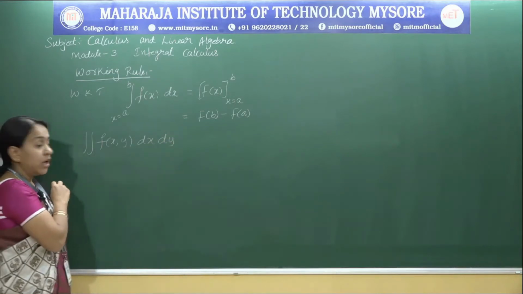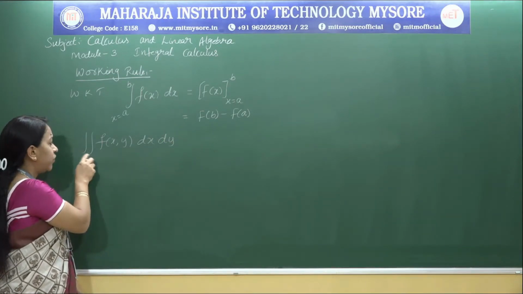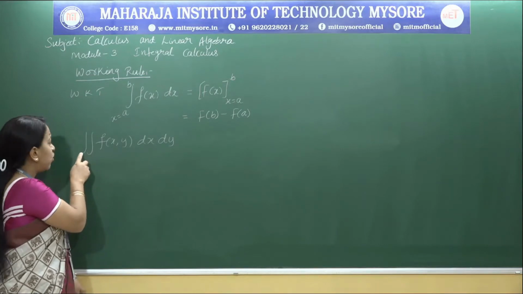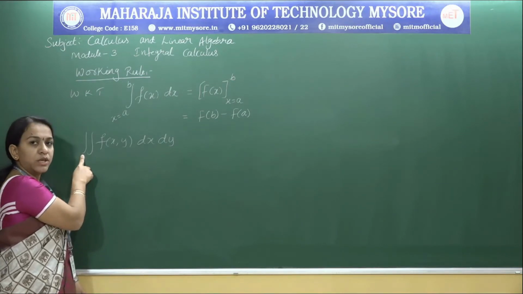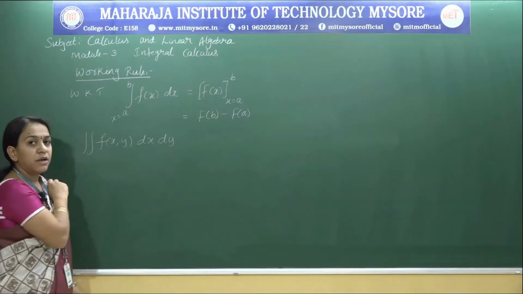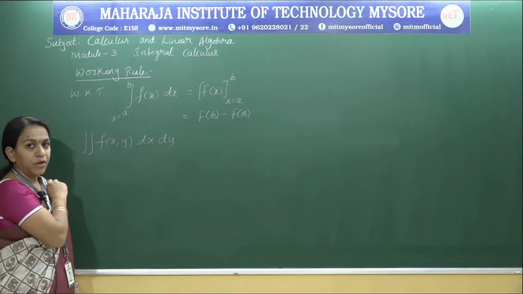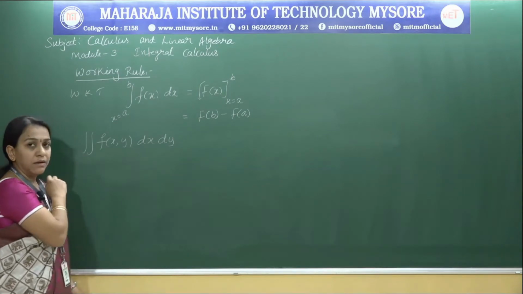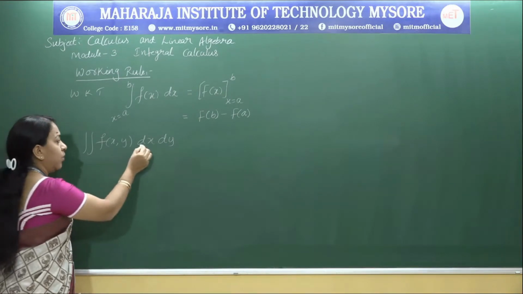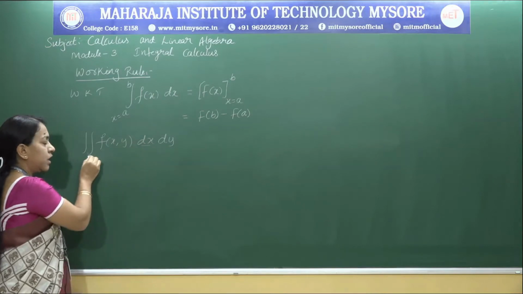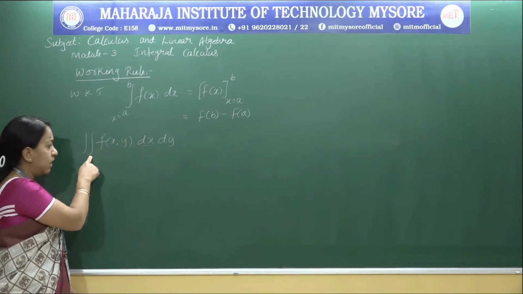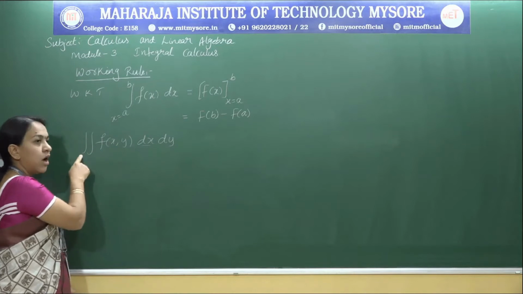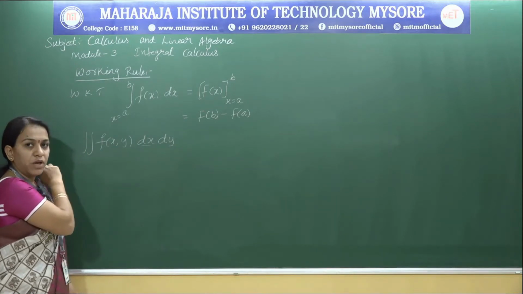Okay. Now, in this we have two integrals, right? So the first integral we call as the outer integral and the second integral we call as the inner integral. Okay, first integral is the outer integral and the second one is the inner integral. And if I have dx here, then the inner integral limit stands for x variable, and then dy, therefore the outer integral limit stands for y variable.